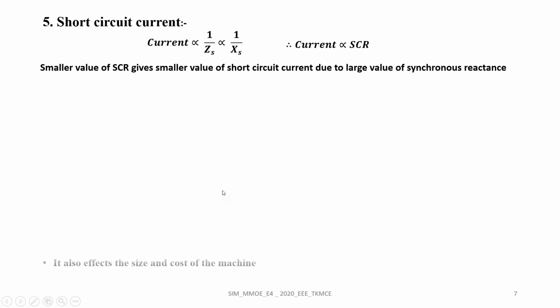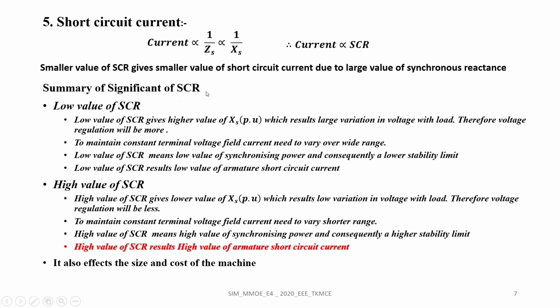Now let's see the summary of significance of short circuit ratio. First of all, let's consider low value of SCR. Low value of SCR gives higher value of Xs, which results in large variation of voltage with load. Therefore, voltage regulation will be more. So, low value of SCR gives more voltage regulation. Then, second point is to maintain constant terminal voltage, field current needs to vary over a wide range.